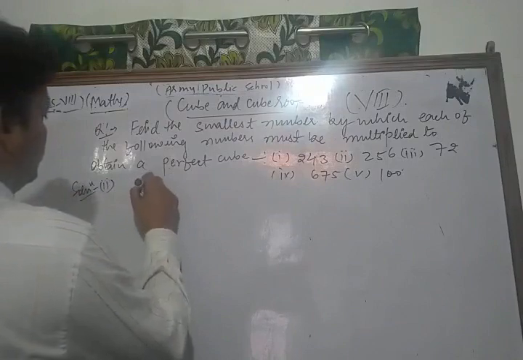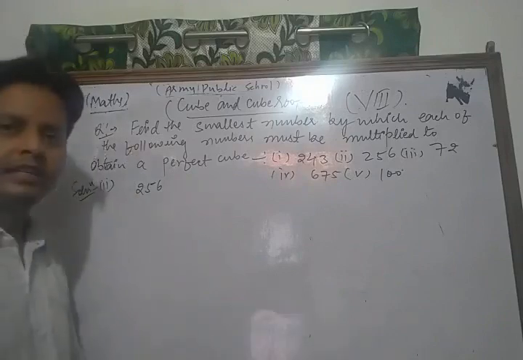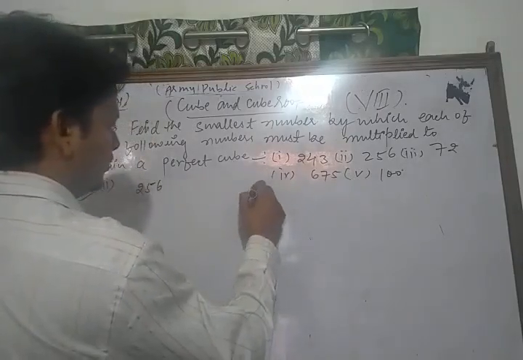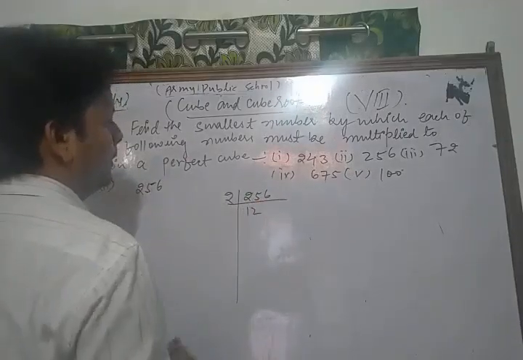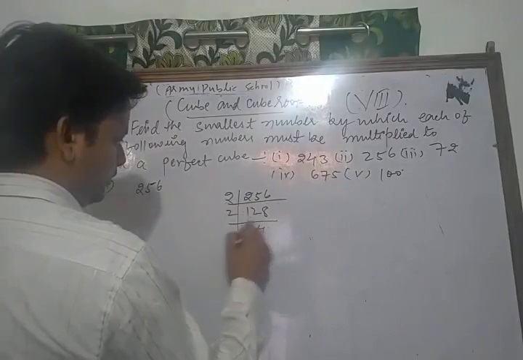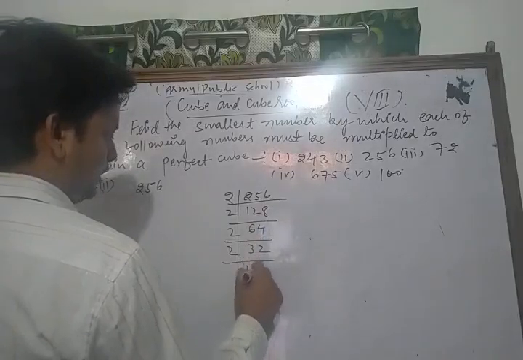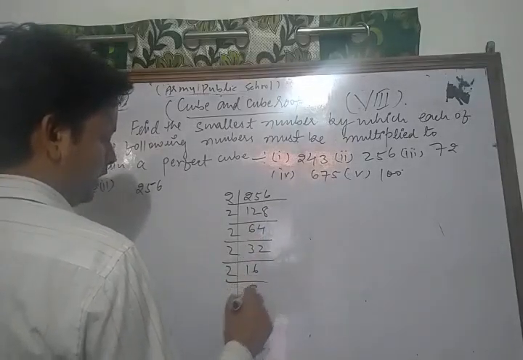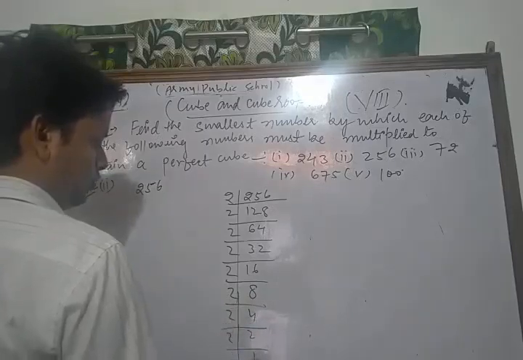Which is 256. Now first of all we do its prime factorization. Let's see. 2 ones are 2, 2 twos are 4, 2 fours are 8, now again by 2, 2 threes are 6, 2 twos are 4, again by 2. This is 16, this is 8, 4, 2, 1.